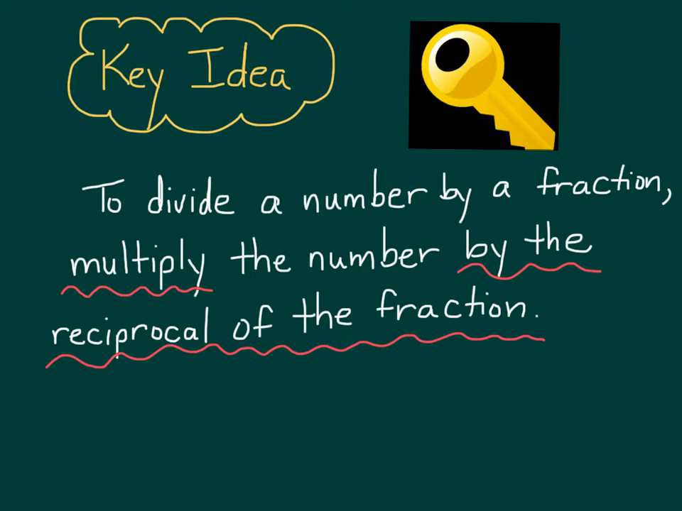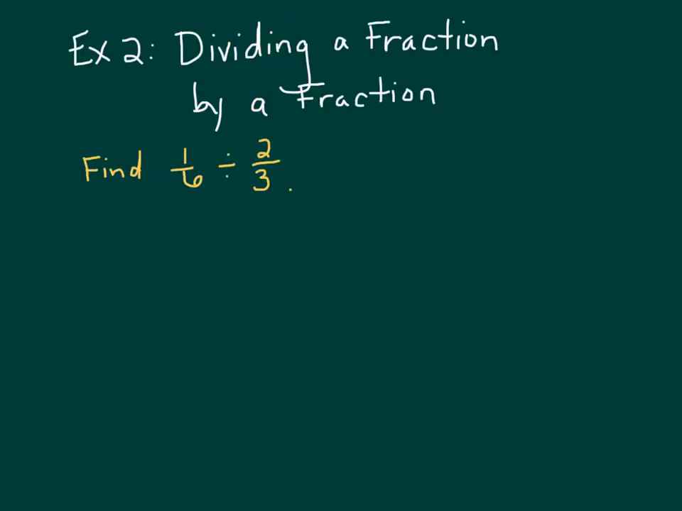Alright, the key idea as we get ready to move into example 2 is that in order to divide a number by a fraction, you're going to actually multiply that number by the reciprocal of the fraction. We're going to see lots of examples of this, but you're going to want to have this idea written down because it's going to be the rule that we follow each time we divide by a fraction.